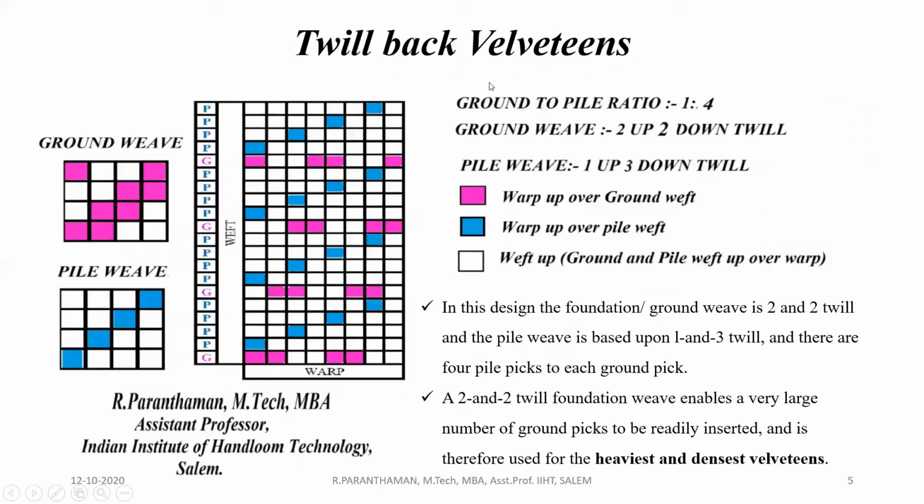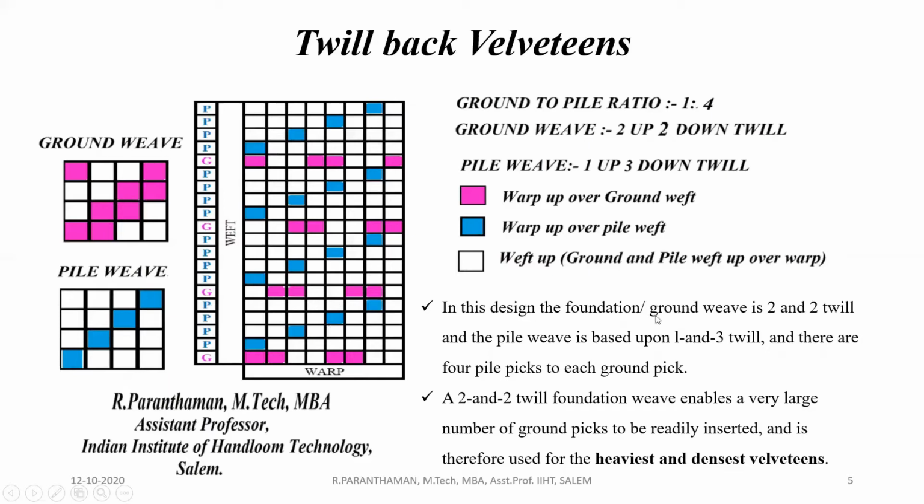Next, tool back velveteen. The ground to pile ratio is 1:4. The ground weave is 2 up, 2 down twill, and the pile weave is 1 up, 3 down twill. Mark the ground weave on the ground weft with warp, and mark the pile weave on the pile weft with warp. So we may get the design like this.